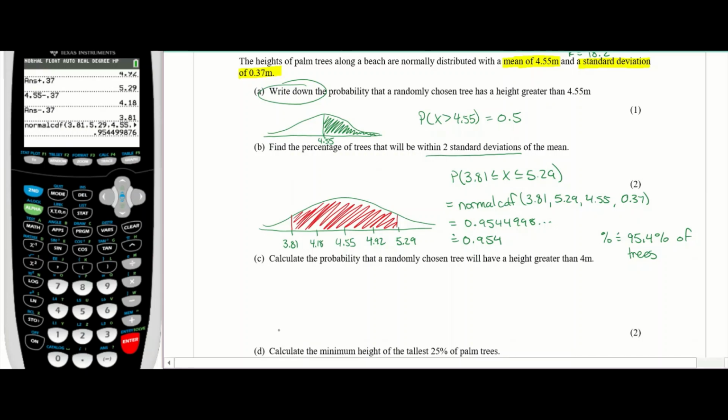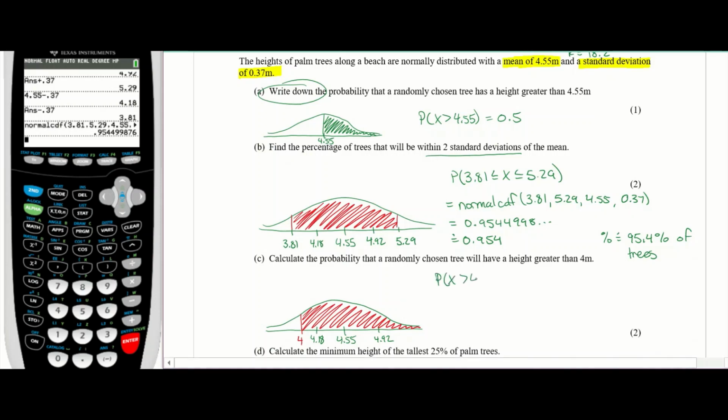Okay, next part. Likelihood that a randomly chosen tree has a height greater than 4. I'm going to draw my little sketch, and then I'm going to realize that 4 is going to be below 4.18. I'm looking for those that have a height greater than 4, so that'll be all this part of the curve.